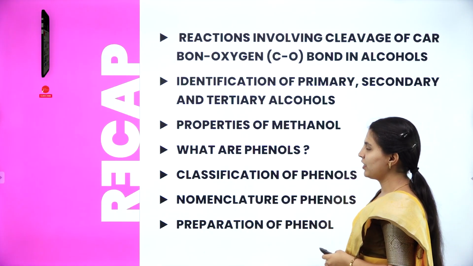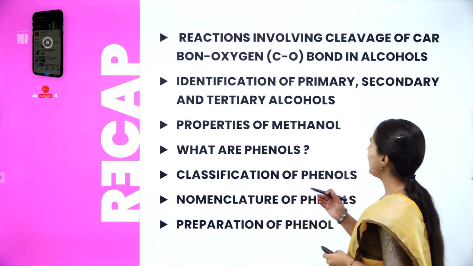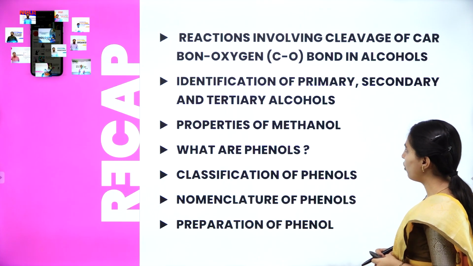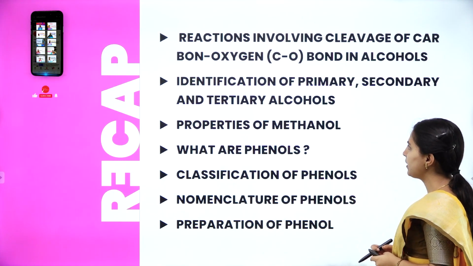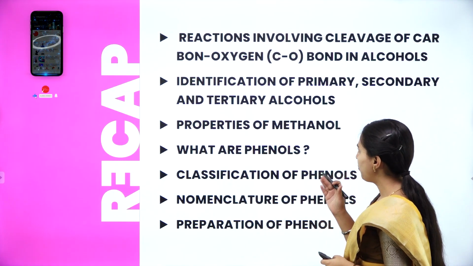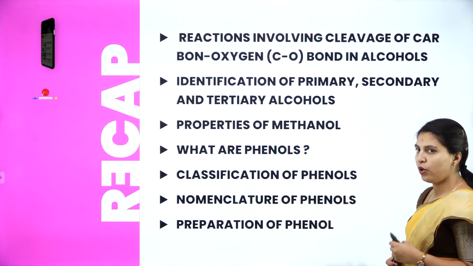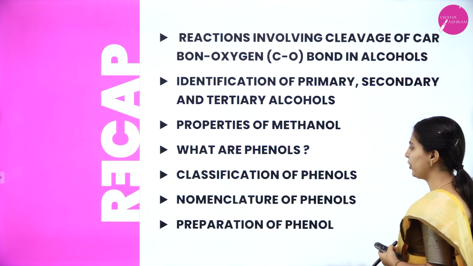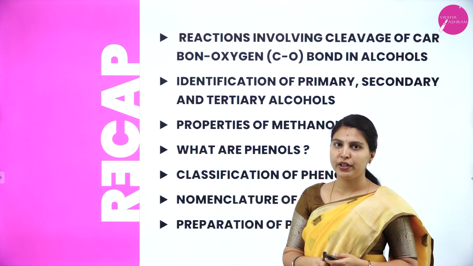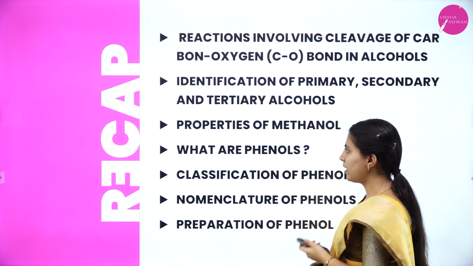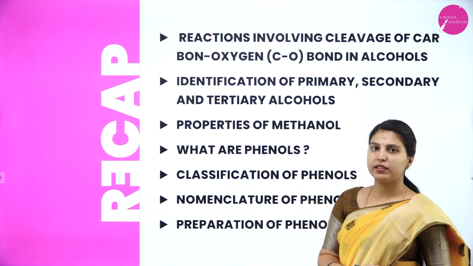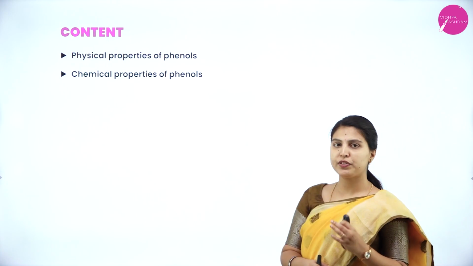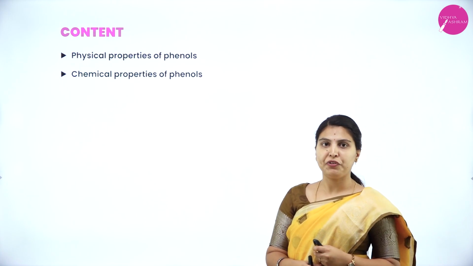Now, I am going to start session 4 from the chapter Alcohols, Phenols and Ethers. In the previous session, we have discussed about reactions involving cleavage of carbon and oxygen bond in alcohols, identification of primary, secondary and tertiary alcohols, properties of methanol and about phenols, classification of phenols, nomenclature of phenols and preparation of phenols. These are the contents already we have discussed in the previous session. In the current session, we will discuss about physical and chemical properties of phenols.